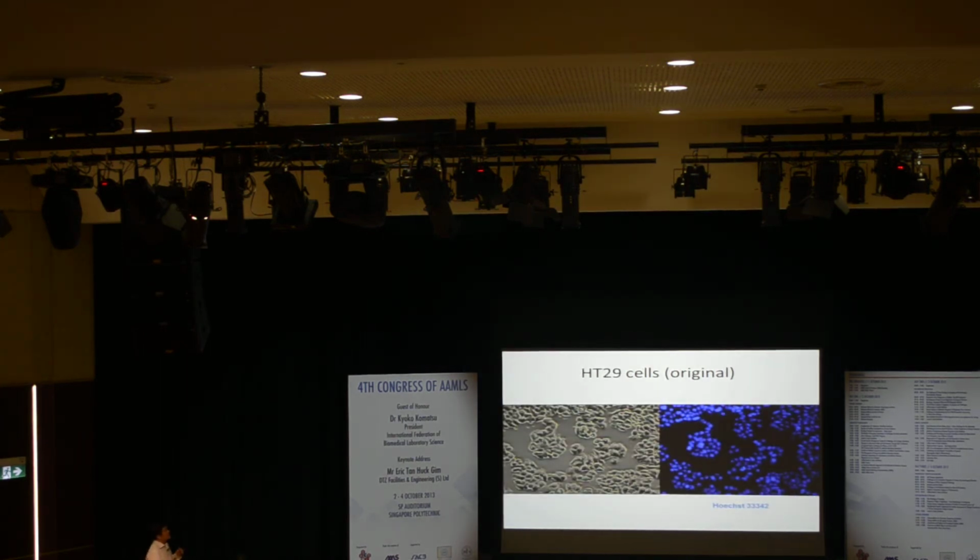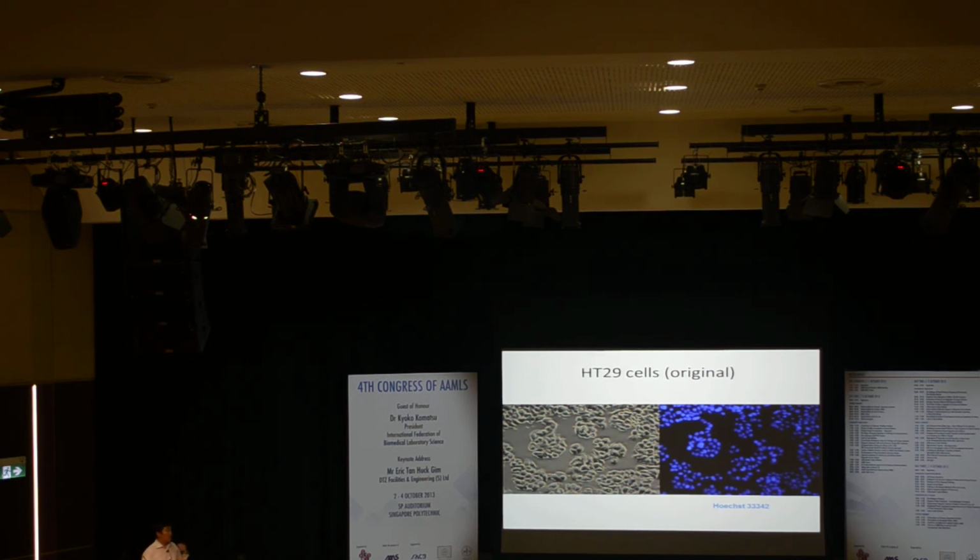All right, so these are HT29 cells. Over here, on the left-hand side, these are the normal cells, and they have not been transfected. Using Hoechst 33342, which is a DNA dye, it will stain the DNA, and as a result, it will give us the demarcations of the nuclear regions.